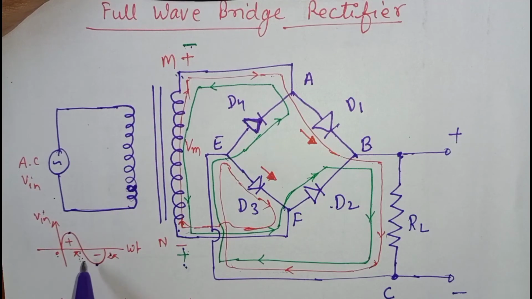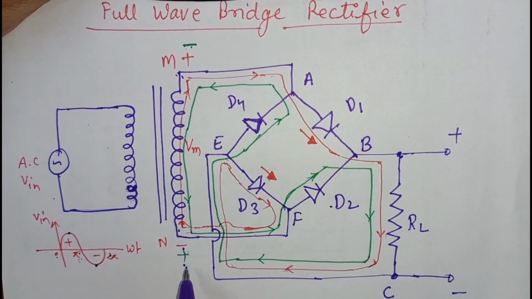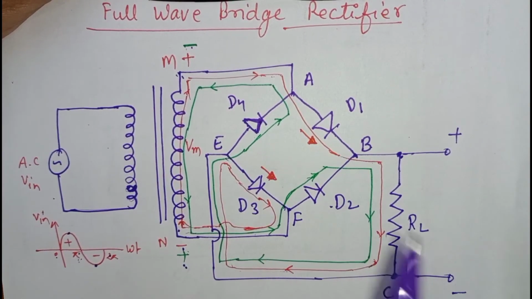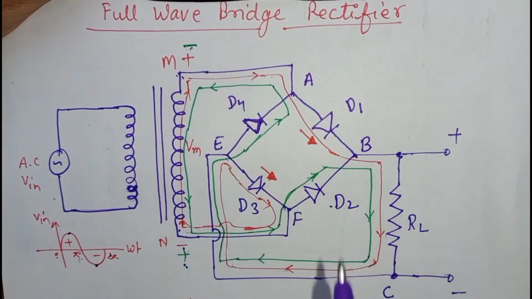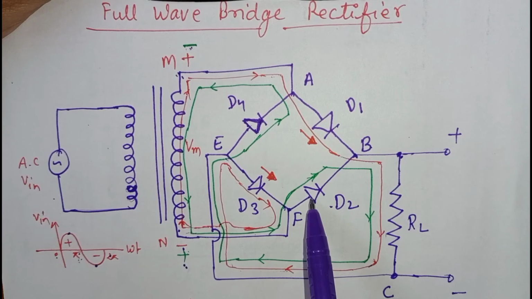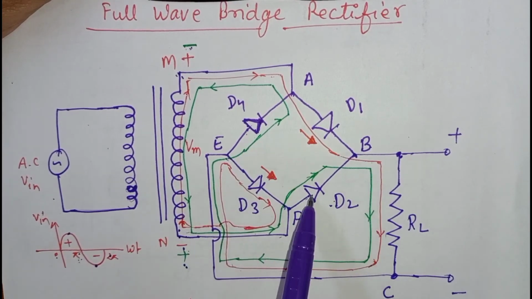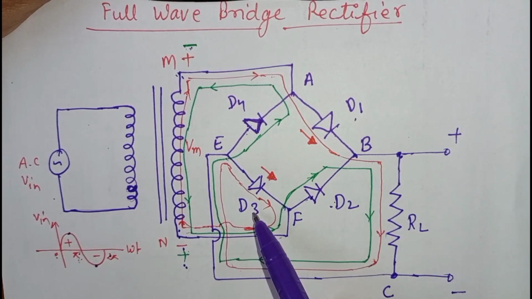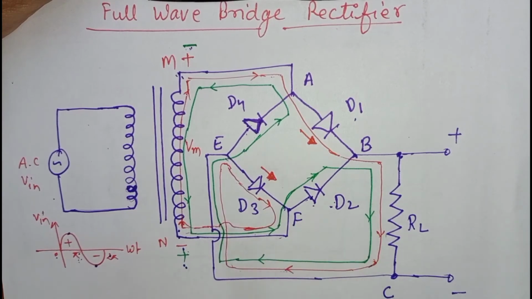Now during negative half cycle from pi to 2 pi, M is negative and N is positive. Now the diodes D4 and D2 are forward biased because the N region of D4 is connected to the negative side and the P region of D2 is connected to the positive side. So these two diodes are forward biased and D1 and D3 are reverse biased in this case. So the current will flow through these diodes and they will act as the short circuit.